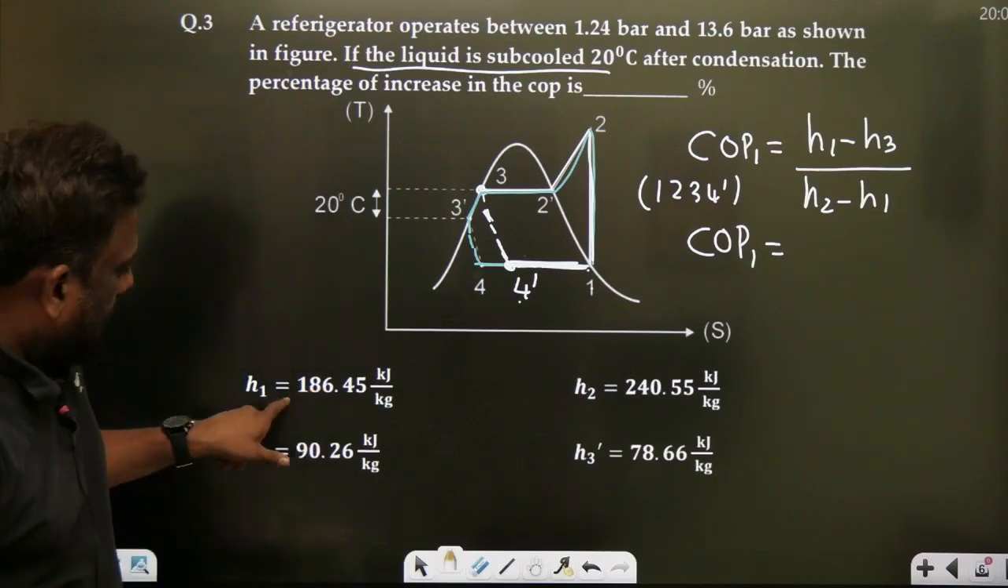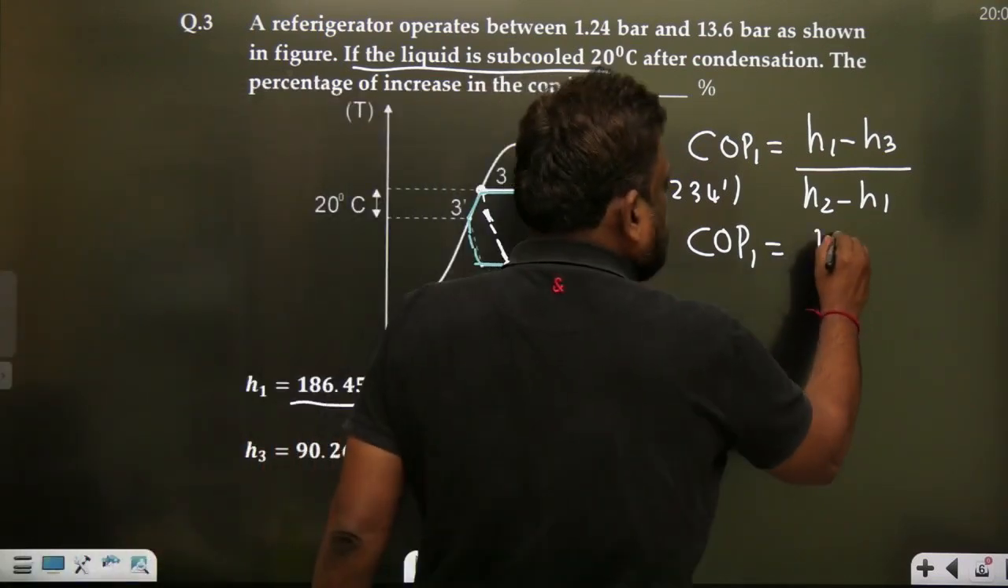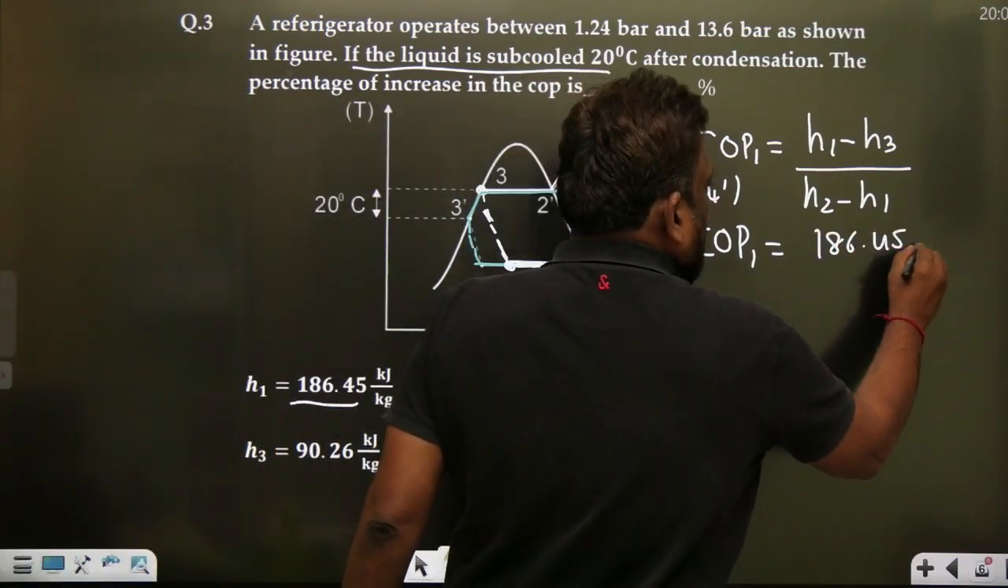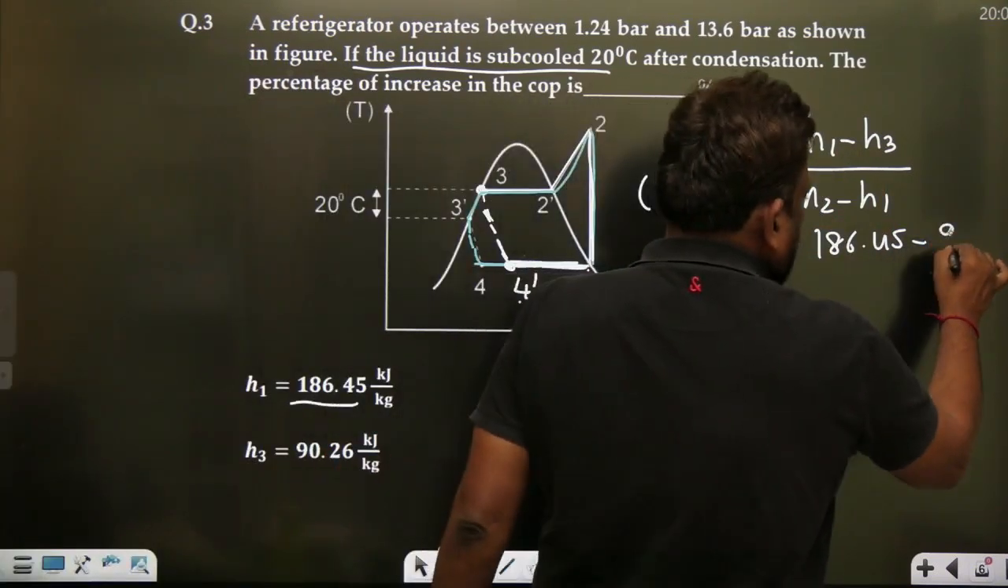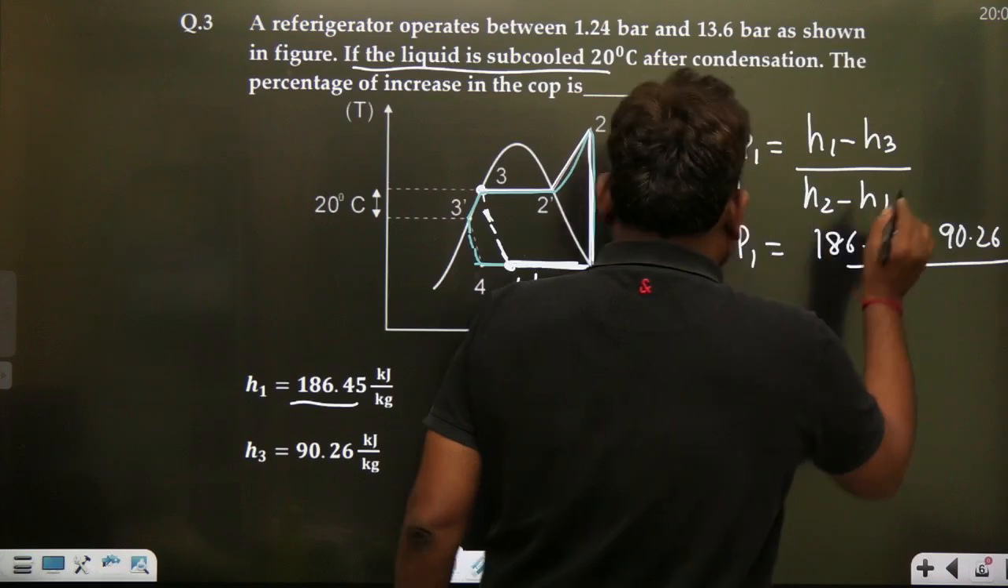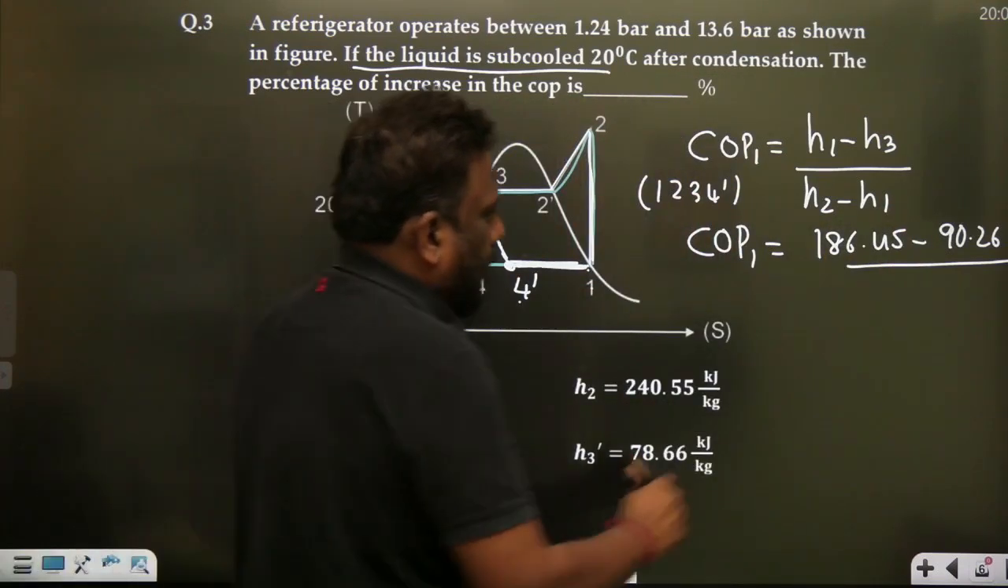Already H1 is given as 186.45 minus H3. What is H3? 90.26. Divided by H2 minus H1. H2 is 240.55.